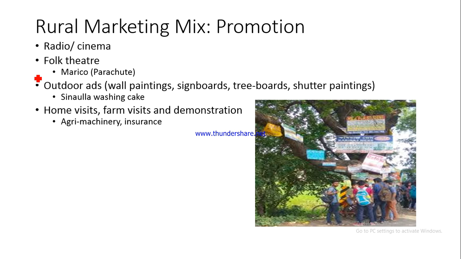So many times the marketers, rather than going to the home, visit the farms and demonstrate there. This specifically happens in the case of agricultural machinery like tractors or pumps or maybe sprinklers, water sprinklers which are used in drip irrigation. So for these kinds of products, it is a better idea to go for farm visits than to go for home visits.